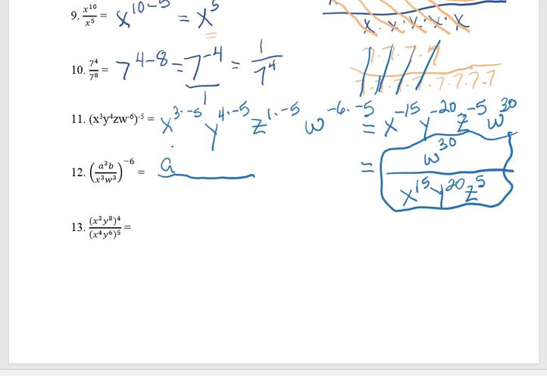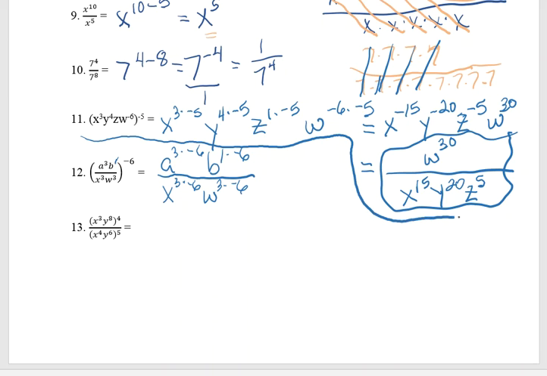So I have a to the 3 times negative 6. b, now remember the b is to the first, so it's 1 times negative 6. In the denominator I have x to the 3rd times negative 6. And I have w, which is to the 3rd times negative 6. So I'm going to go ahead and draw a line through here and kind of separate this out.